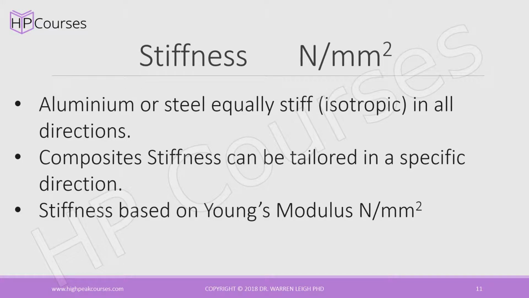Slide 11. Aluminium and steel are equally stiff in all directions, that is, they are isotropic materials. When we talk about stiffness here, we're referring to Young's modulus.